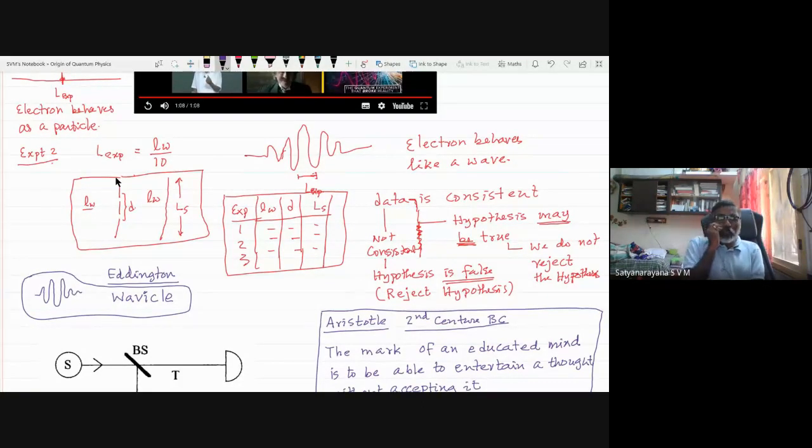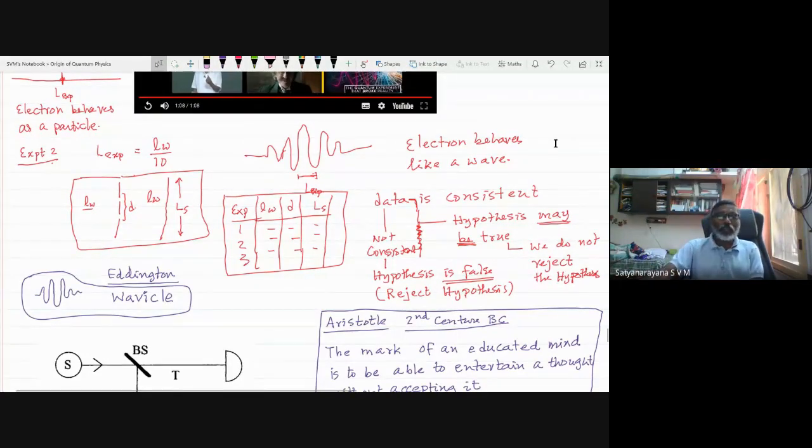So this kind of word which Eddington introduced, I thought is very convenient to understand this. That is an additional point which I thought I'd mention, but I forgot.